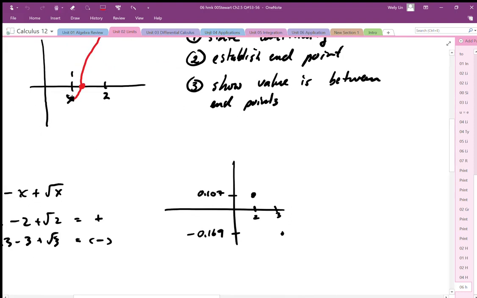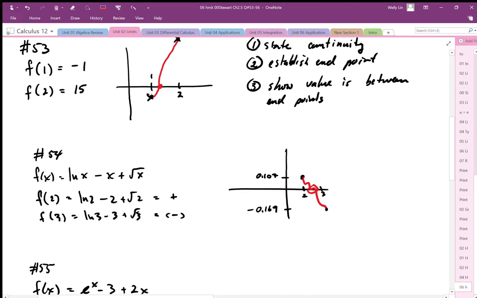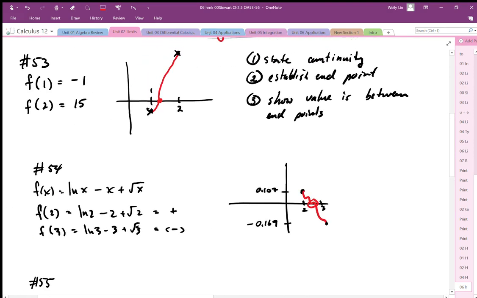We know that the graph is continuous. We know that it somehow has to connect. We don't know exactly how, but we know it has to connect between these 2 points, and if that's the case, we know that there must be a 0. So again, by the intermediate value theorem, since we've established continuity, we know that there must be a 0 that occurs in that interval.